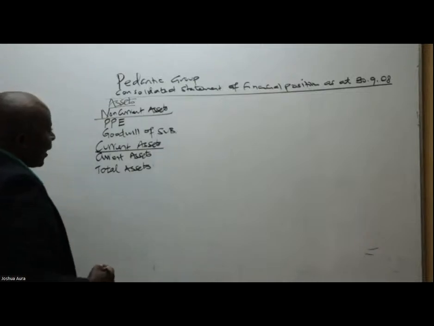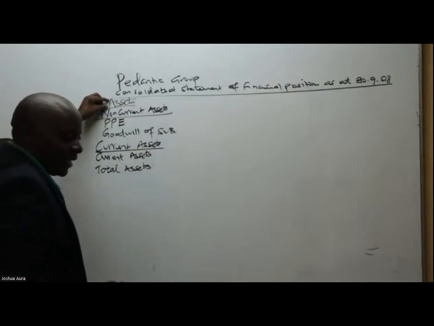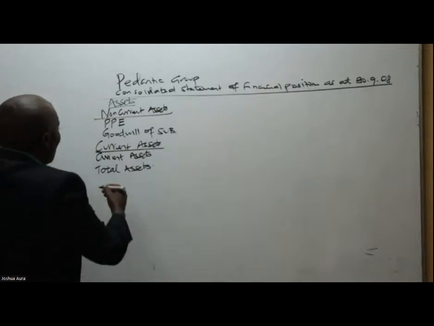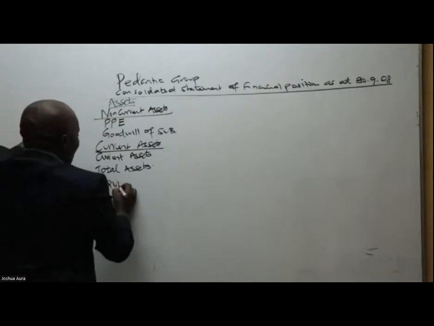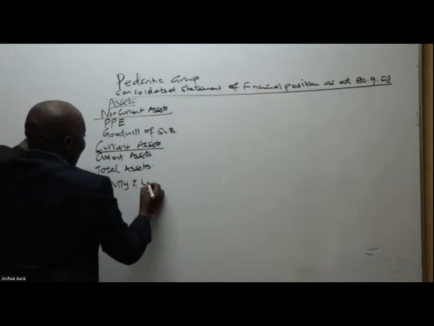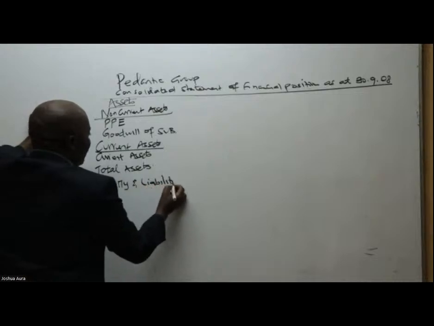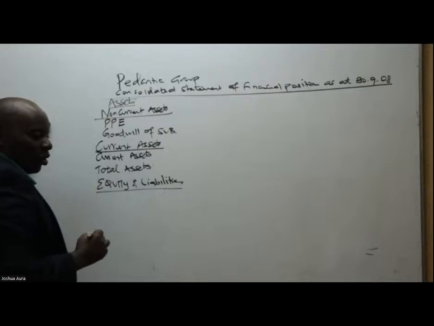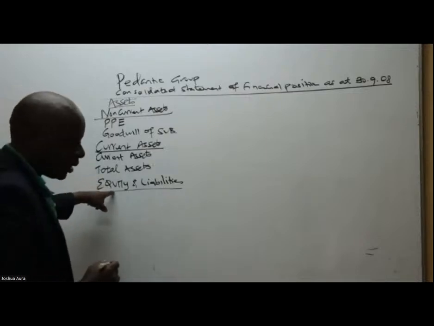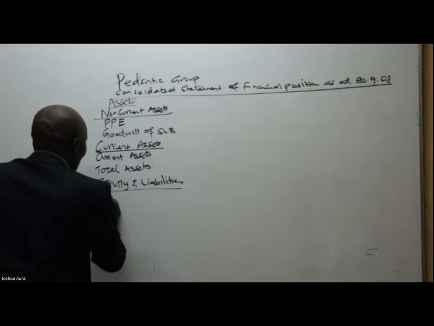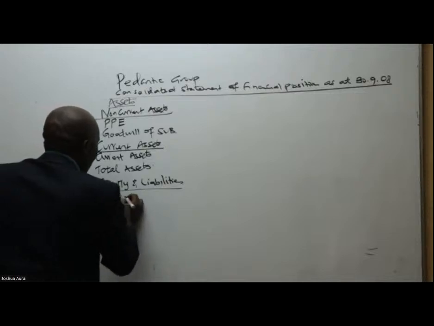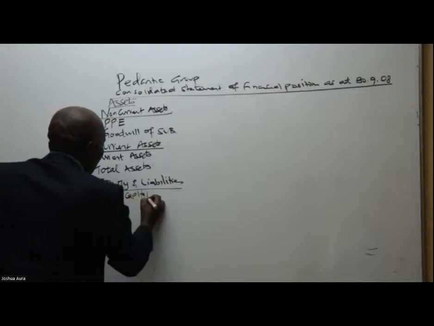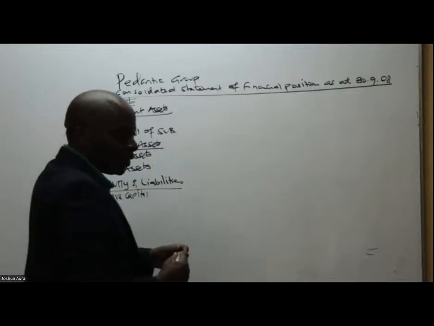So from there, now we'll go to the financed by. How do we finance this? It is equity and liabilities, of which we begin with equity, remember. Under equity, we have share capital. You don't guess, remember. You are picking everything the way it has been given to us by the examiner. So we have the share capital.